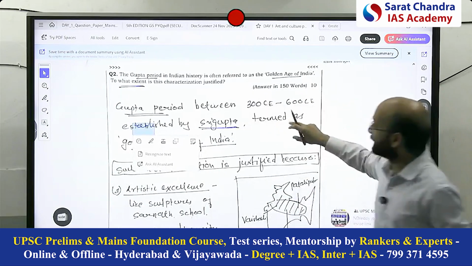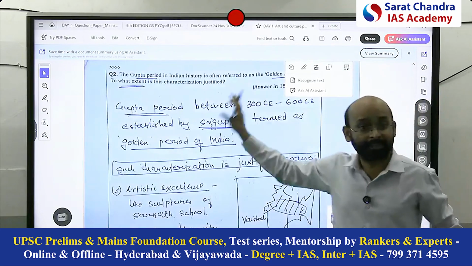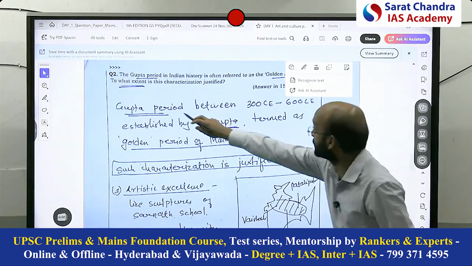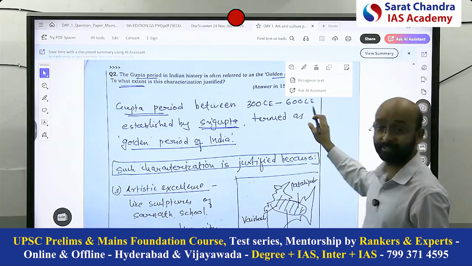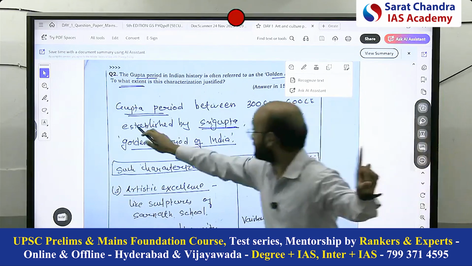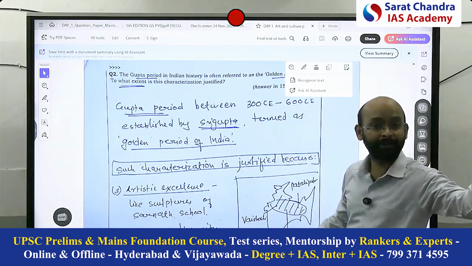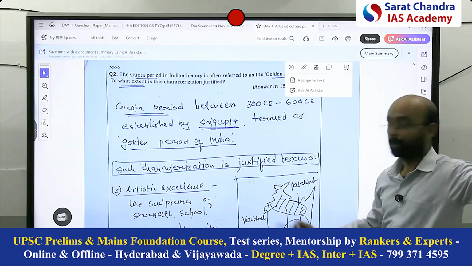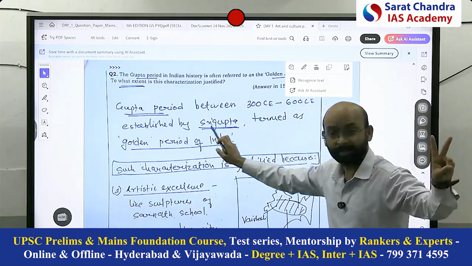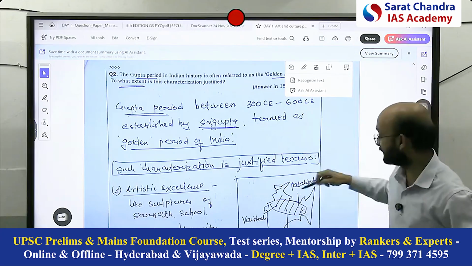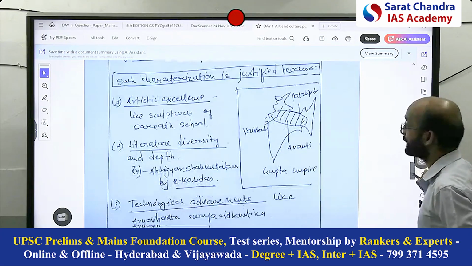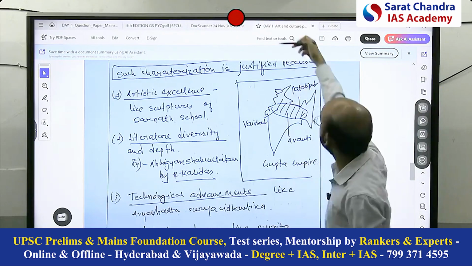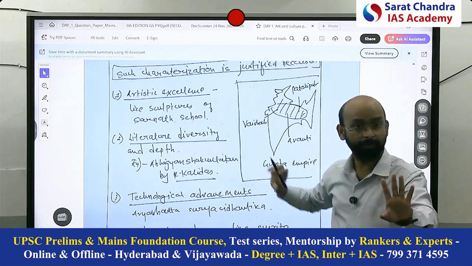So first it is saying that it is considered like this. So is this characterization justified or not? That you have to justify. So first, how I started: Gupta period between 300 CE to 600, time period is given; established by Sri Gupta, personality is given; termed as the golden period of India, location is given. So period, personality, place. Three things are seen here, which I just now explained to you, how we have to introduce. It can be here also. Clear? Are you able to see that?